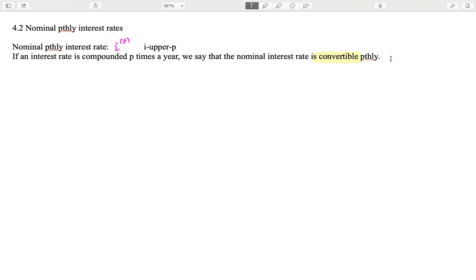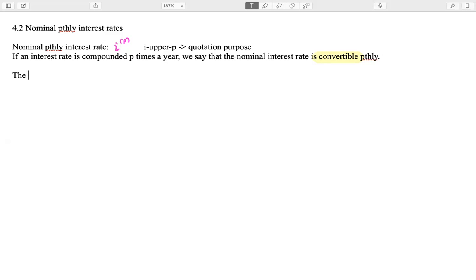I should also mention this. The nominal rate is pretty much for quotation purposes, which means in practice, if you want to do any computation, you don't directly use this nominal rate. You will need to convert it into something effective, and then we can do computation. And the way we convert is as follows.